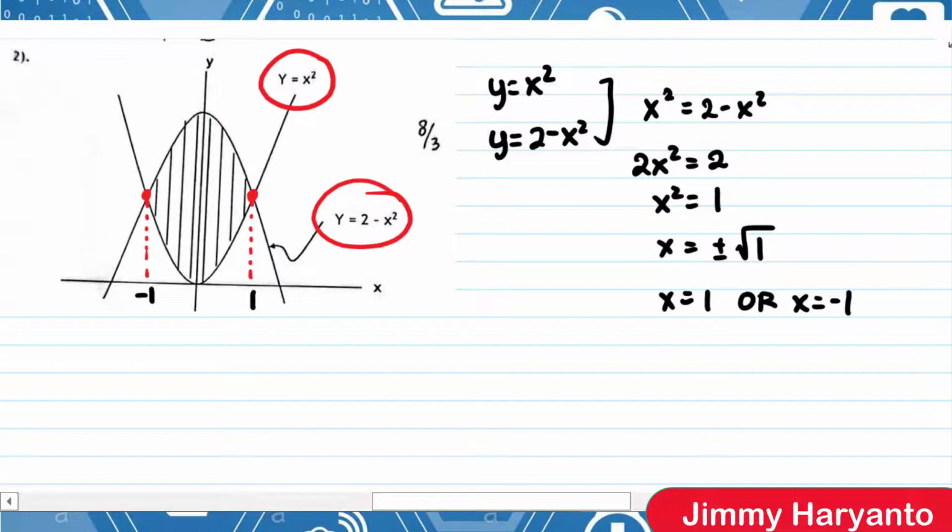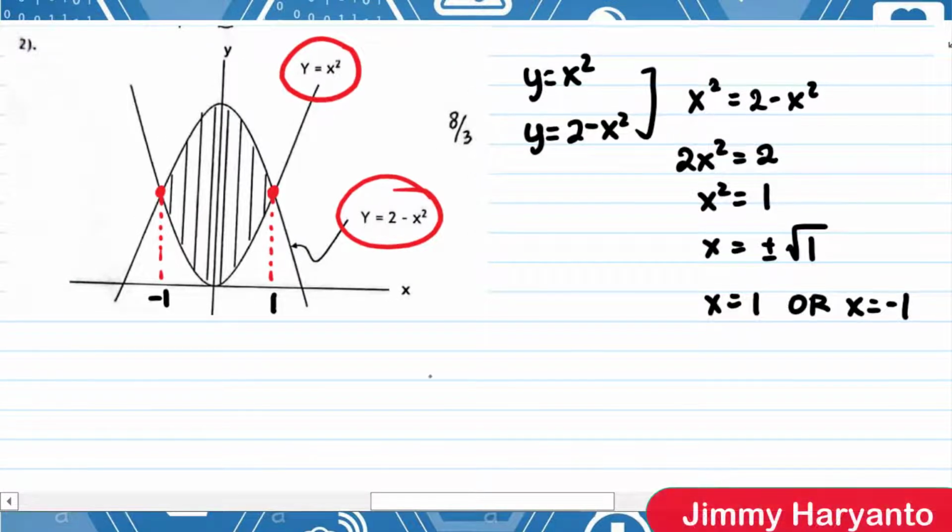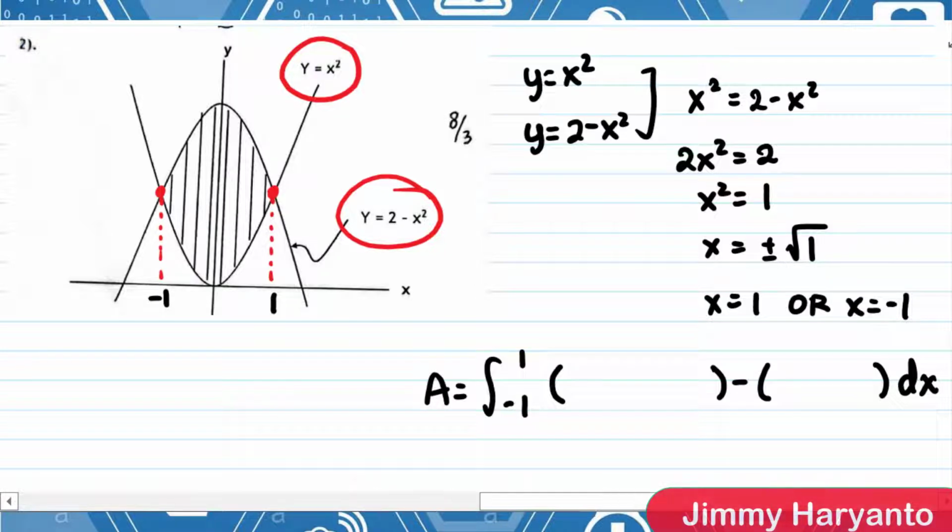After we have the boundaries we can find the area. Because this area is bounded by two curves, you have to subtract the lower curve from the upper curve. The upper curve will be the 2 minus x squared. This one, the green one, is the upper curve. Actually you only have to see this part, 2 minus x squared, and then the lower curve will be the blue one.